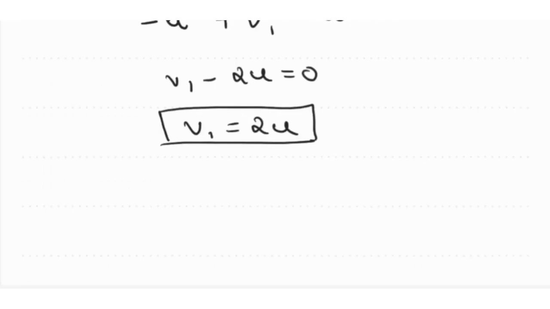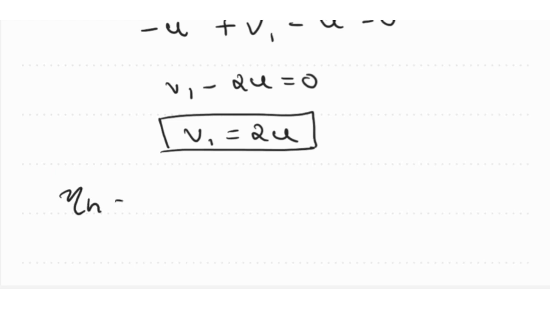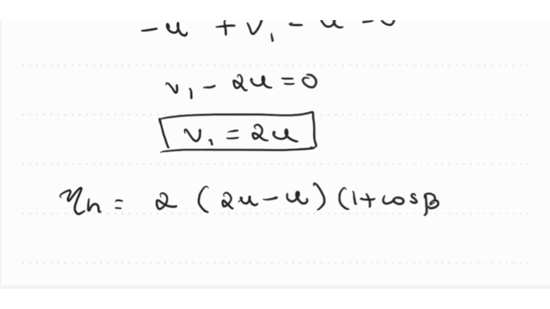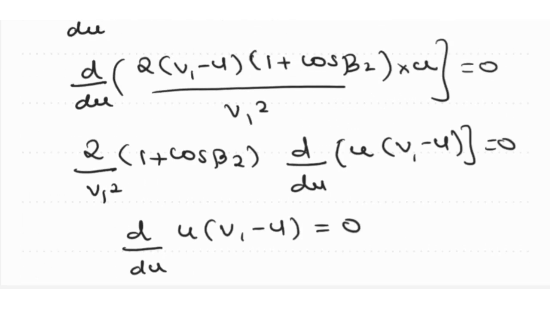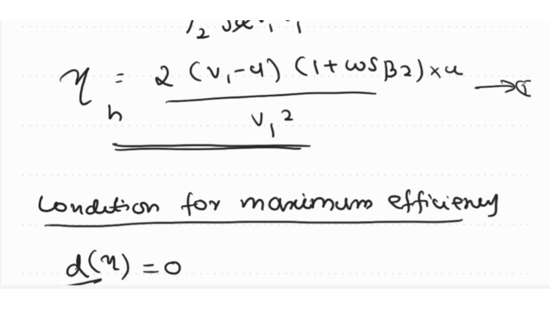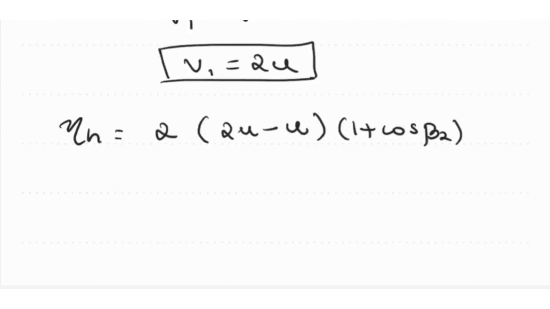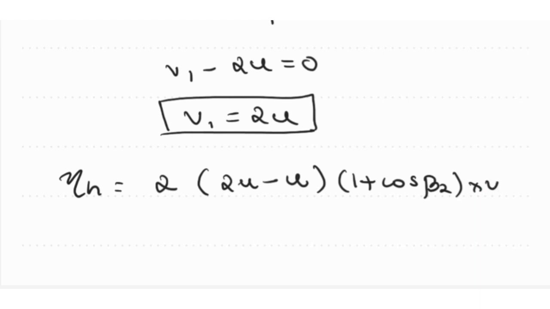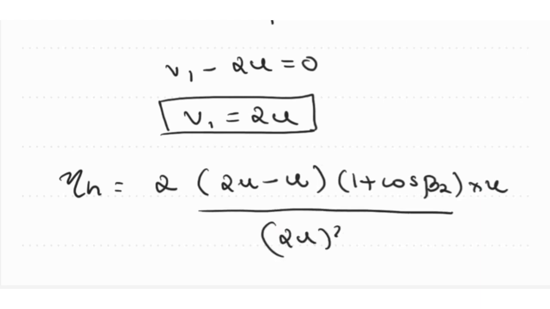So efficiency is 2 into (V1, which is 2U, minus U) into (1 plus cos beta 2) into U, divided by V1 square, and that is (2U) whole square.